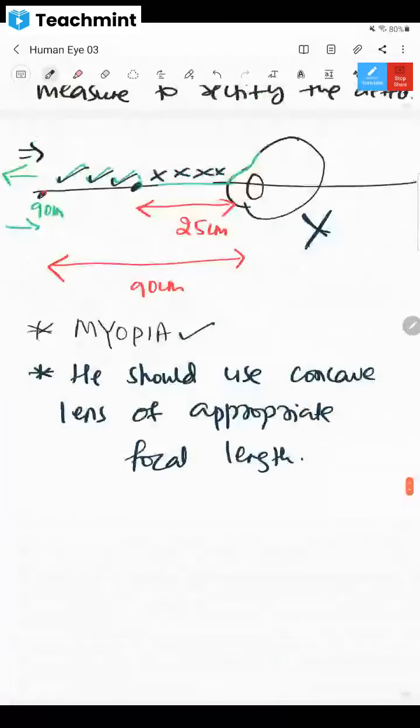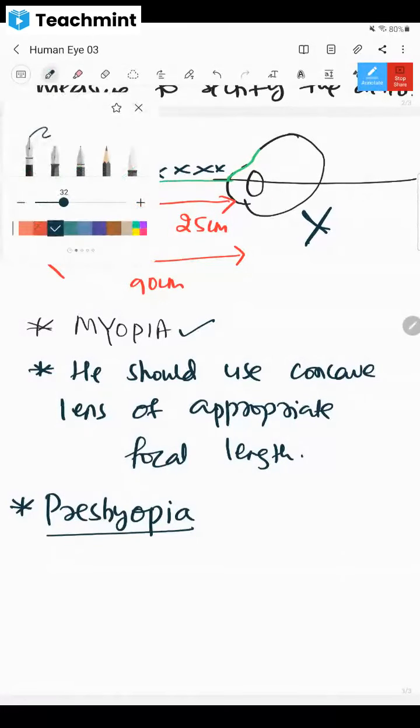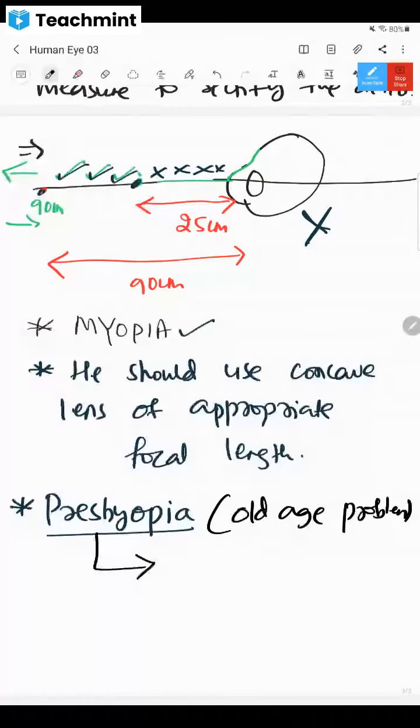Okay. Next, you must be having an idea about presbyopia, no? What is presbyopia? Can someone tell me? Ashok, can you tell me what is presbyopia? Old age problem. The effect caused in old age. Priyanka, can you tell me the definition of presbyopia? What is this defect?